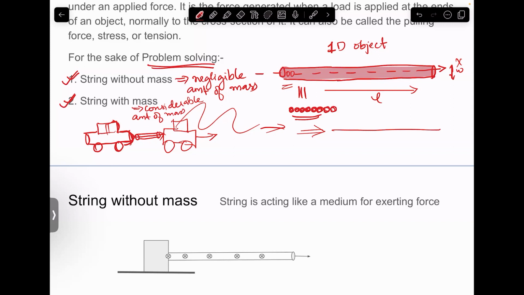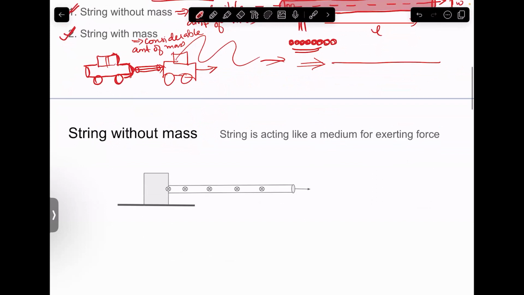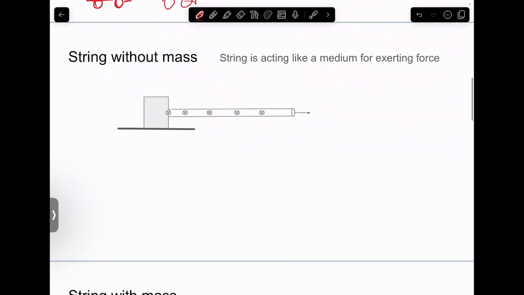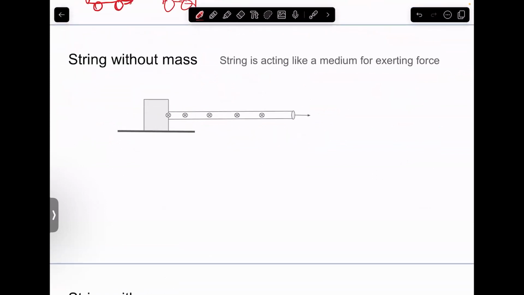So we should understand when to neglect the mass of the string and when to use it. Basically, the rule of thumb is that if the mass of the rope is given, you will use that when you're solving the problem. If not, we will neglect it. Okay, so string without mass. How does it act?